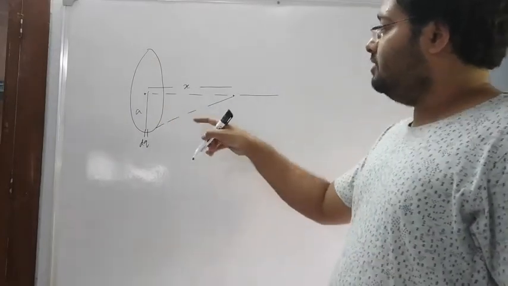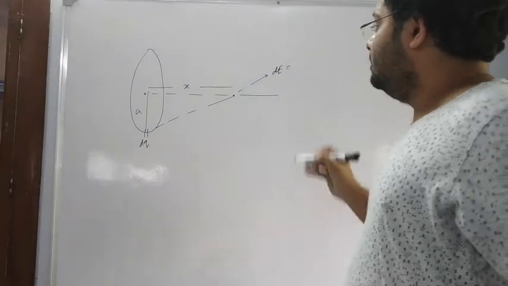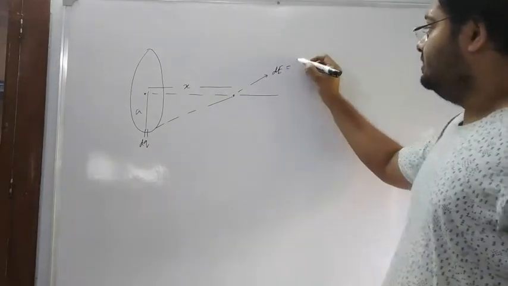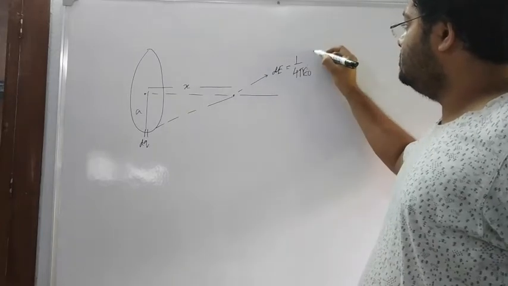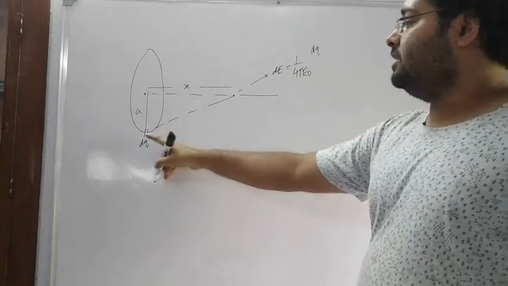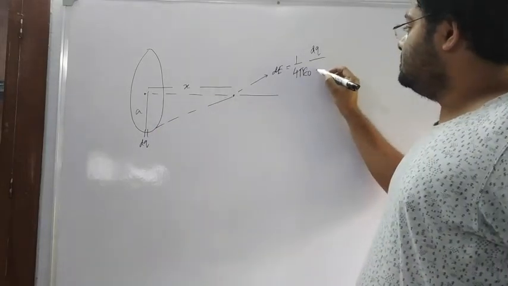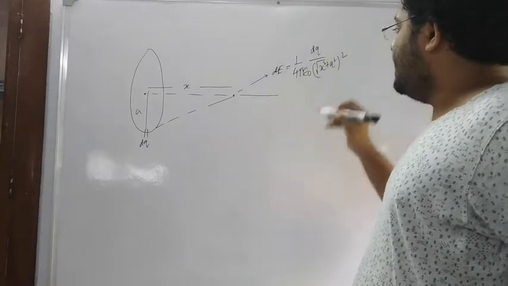So what is the direction of field? dE is in this direction. Well, writing dE is very easy. This is again source charge formula: 1 by 4 pi epsilon naught, the charge dq by the distance from the charge to the point. So this is root over x square plus a square, squared.